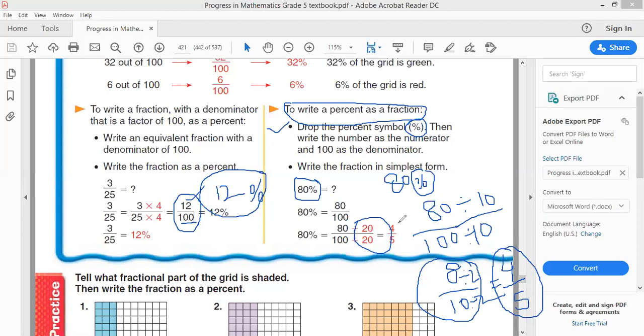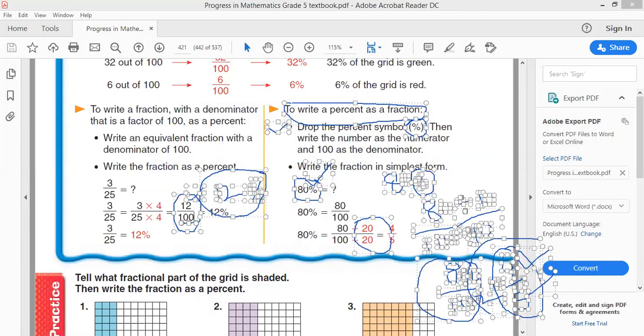Very good. So you can say that 80% is 4 out of 5, or 4 over 5. Just wait, don't disturb. Look there, 4 over 5. So we have changed the percentage into a fraction. Is it clear? Okay, now let's remove this and solve some questions.